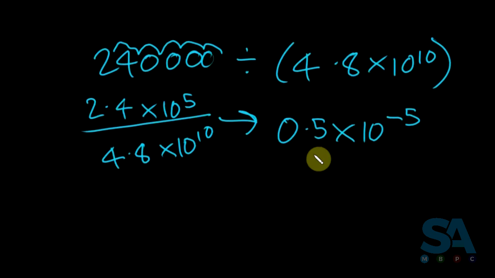Again, this isn't quite in standard form because 0.5 is smaller than 1. Therefore, it's not a valid number for a. So what we need to do is move this decimal point over one space to the right. When we do that, we also need to decrease this number by 1, which would leave us with minus 6 as the indice. So our final answer in standard form is going to be 5 times 10 to the minus 6.